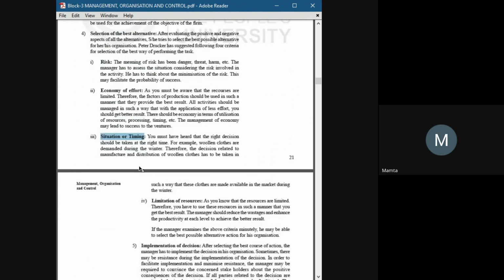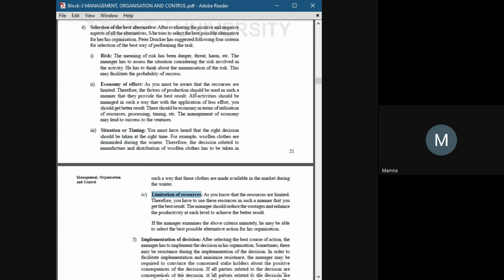We need to cater this to the limitation of resources. As you know, the resources are limited; they are scarce in nature. Therefore, you have to use the resources in such a manner that you get the best result. So, after considering all these points, we will select the best alternative.